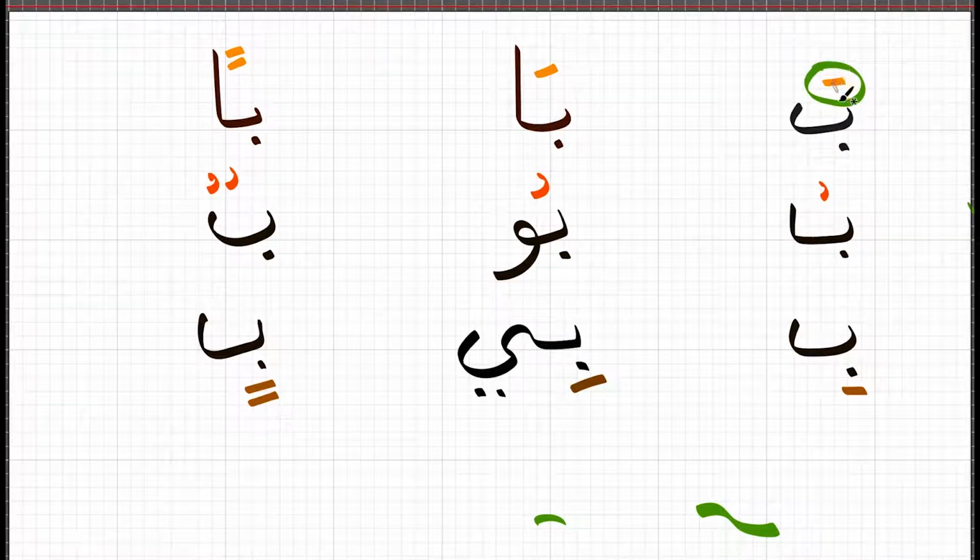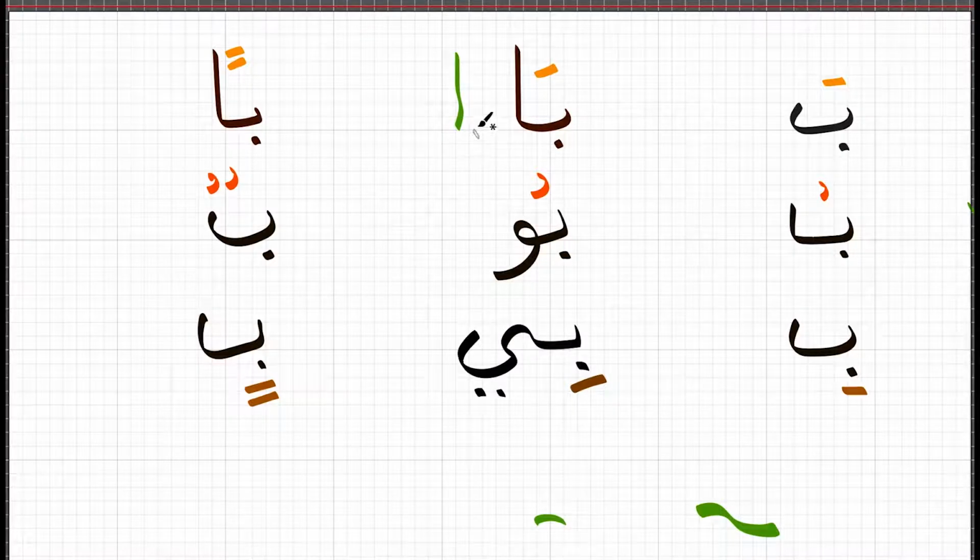Now, what if I add an alif like this one here to the ba? This one on its own is called alif. When I add alif to any letter, the sound becomes longer. In this case, you see, ba, short. When I add alif, it becomes ba.